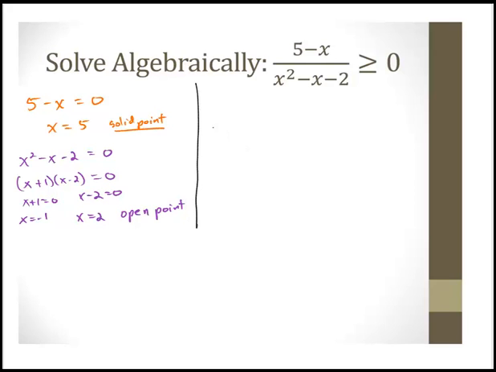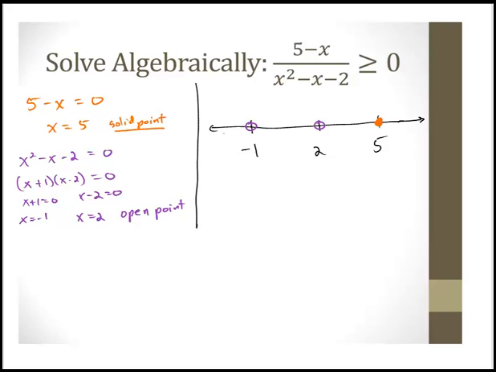Draw my number line with my critical values. Let's see, there's negative 1 and 2 and 5. Let me put in my points here. 5 gets a solid. Negative 1 and 2 get opens. And now I'll test each interval.